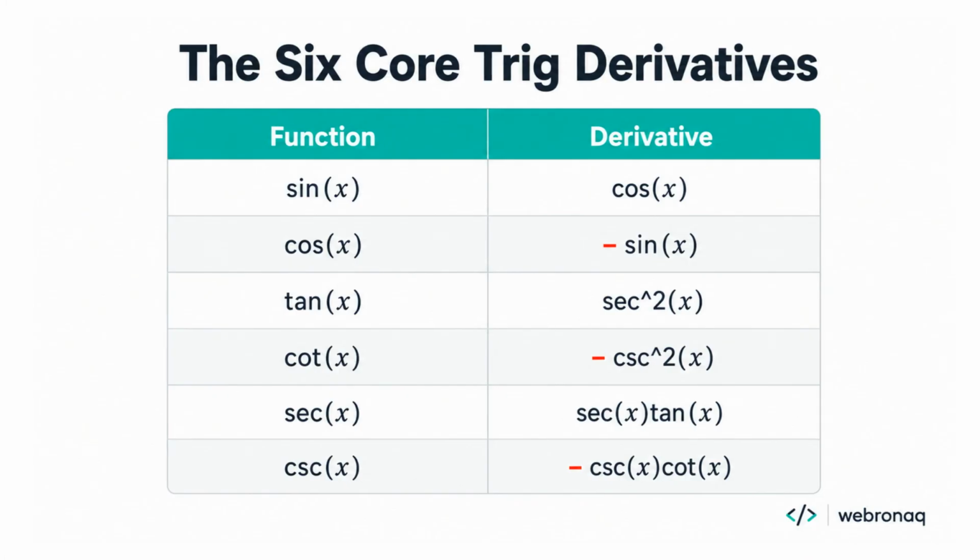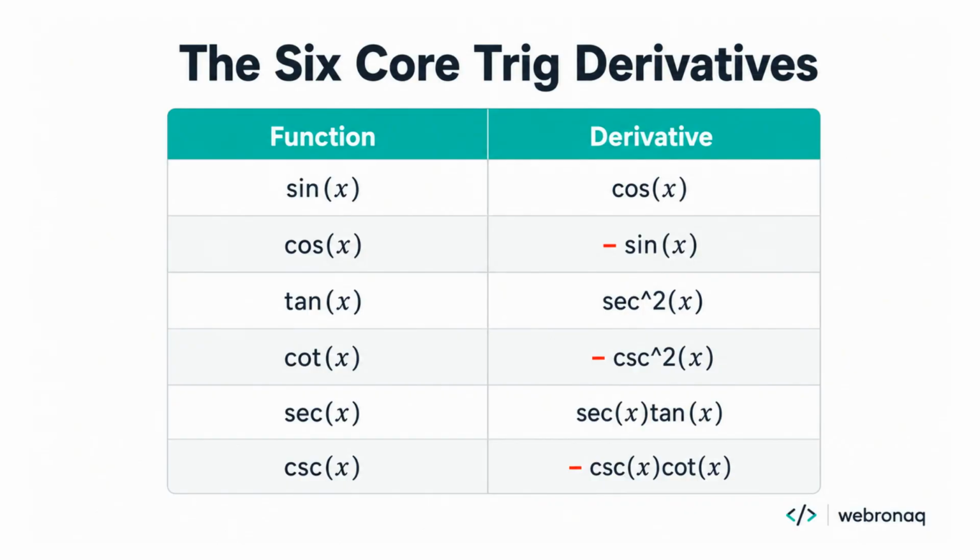Now let us state the 6 rules you need to know. The derivative of sine x is cosine x. We can prove this directly from the limit definition, and those two trig limits do all the heavy lifting. The derivative of cosine x is negative sine x. Notice the sign flip. For the remaining 4, each follows from the quotient rule applied to sine and cosine.